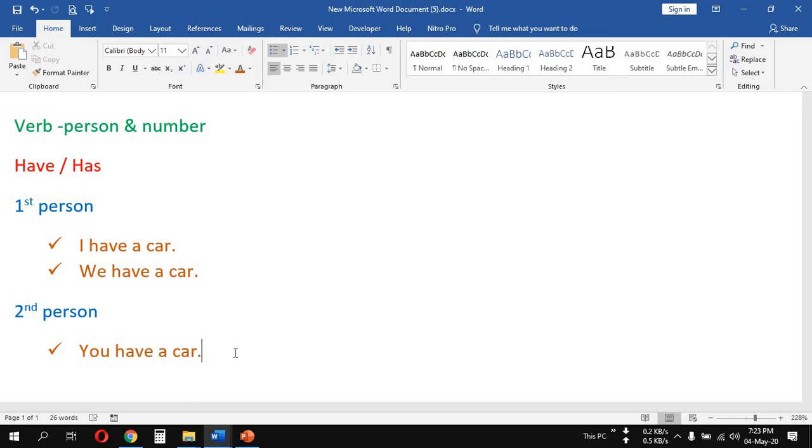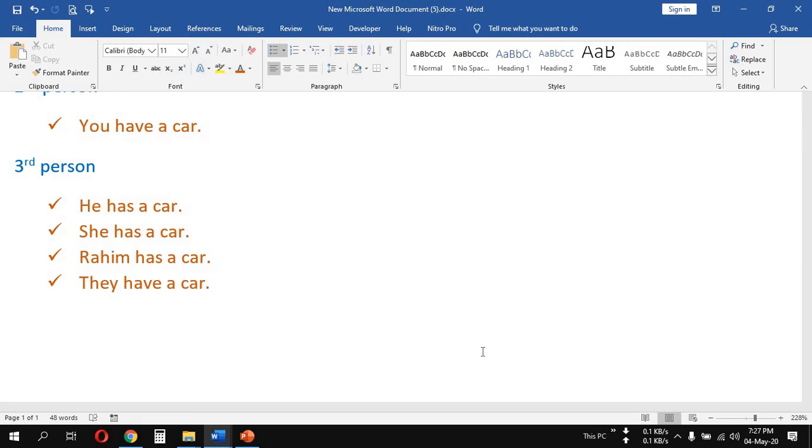Now in second person also we use have. You can see I have written 1 sentence in this case because have is also used with second person in both singular and plural number. Now write 2 sentences using this rule. Before that, let's listen to the statement. You have a car.